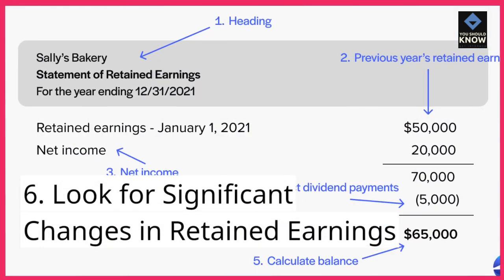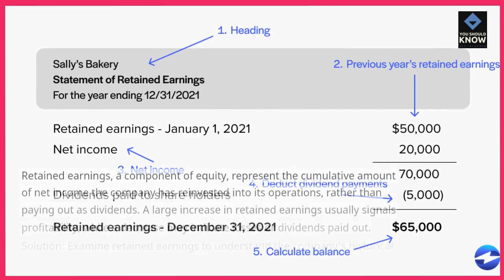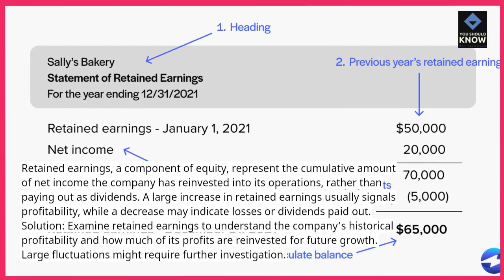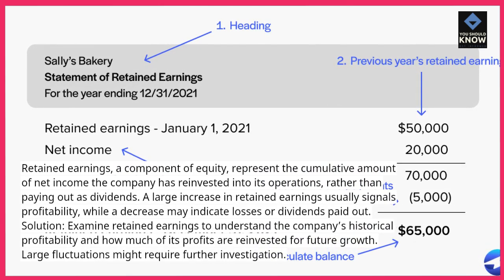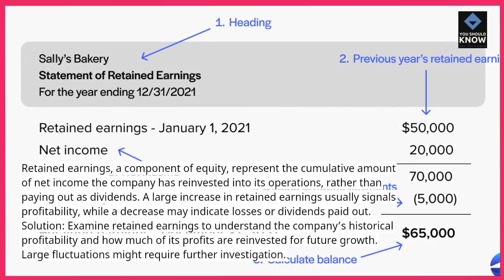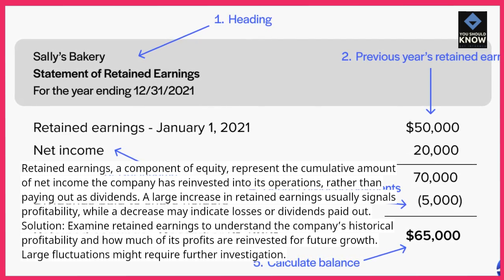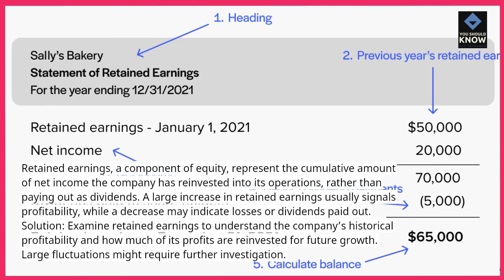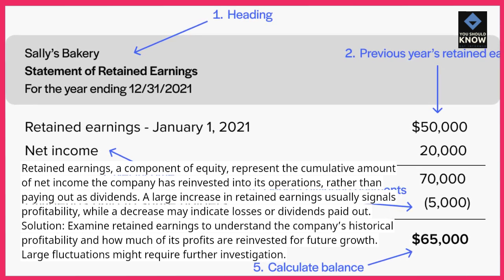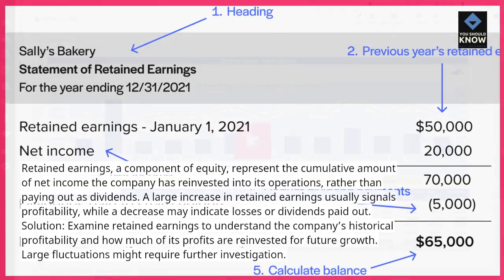6. Look for significant changes in retained earnings. Retained earnings, a component of equity, represent the cumulative amount of net income the company has reinvested into its operations, rather than paying out as dividends. A large increase in retained earnings usually signals profitability, while a decrease may indicate losses or dividends paid out. Solution: examine retained earnings to understand the company's historical profitability and how much of its profits are reinvested for future growth. Large fluctuations might require further investigation.